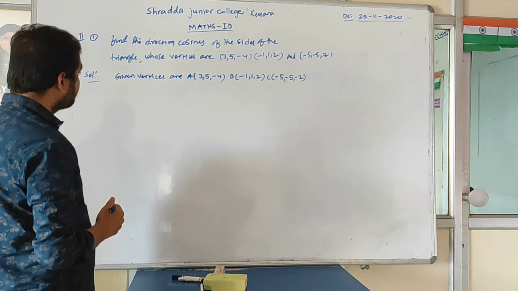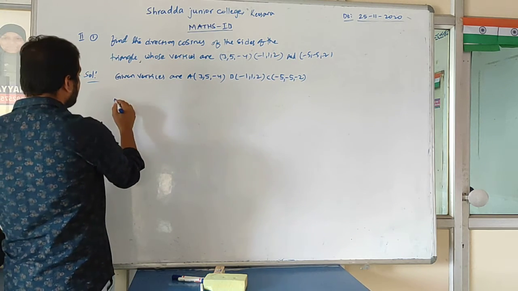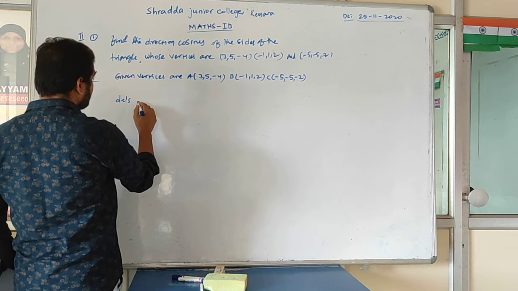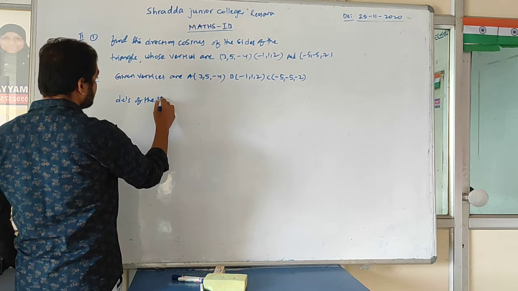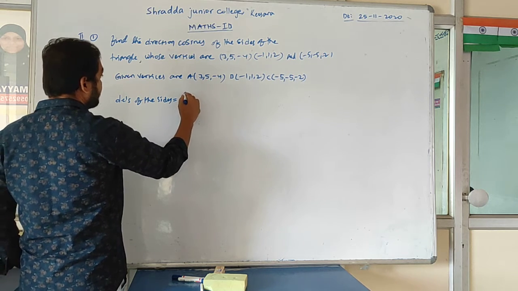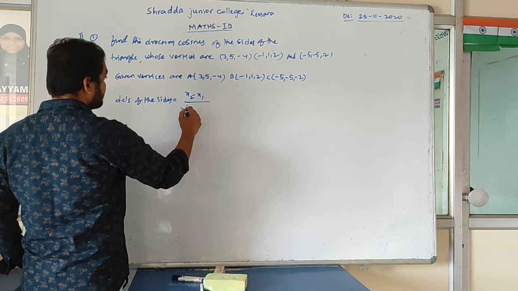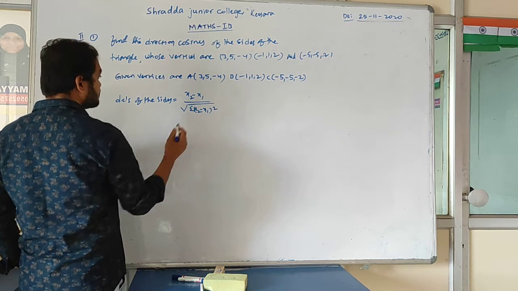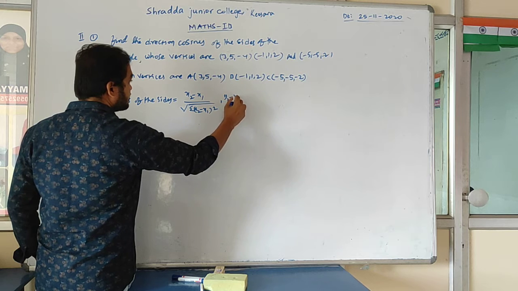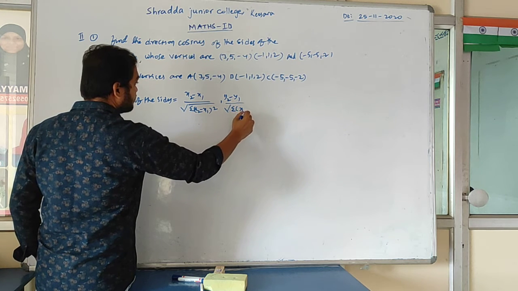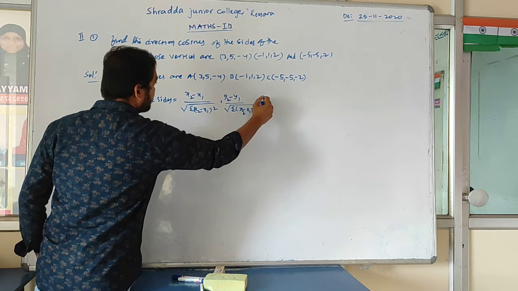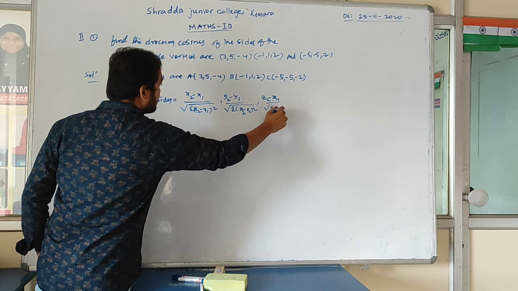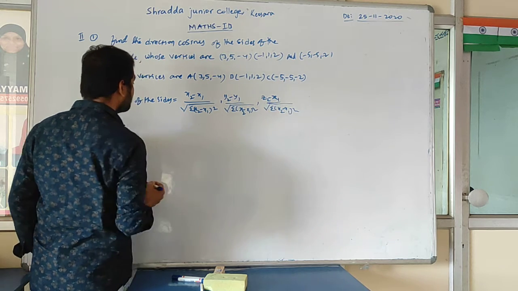Now listen, we have to find out the direction cosines of the sides. What is the formula? That is (x2 minus x1) by square root of sigma (x2 minus x1) whole square, (y2 minus y1) by square root of sigma (x2 minus x1) whole square, (z2 minus z1) by square root of summation of (x2 minus x1) whole square.